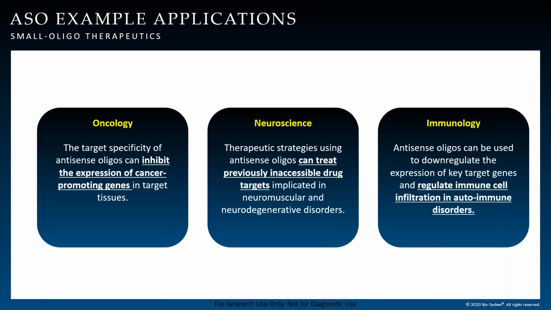In neuroscience, ASOs have emerged as an important therapeutic strategy, and ASO therapies are now being used to target genes that a few years ago were thought of as undruggable. So many ASOs are actually moving into the clinical trial pipeline, and there are even some ASOs that have already gained FDA approval for treatment of a number of neuromuscular disorders. And finally, we have synthetic oligonucleotides that can target immune regulators in a number of diseases, which include autoimmune disorders.